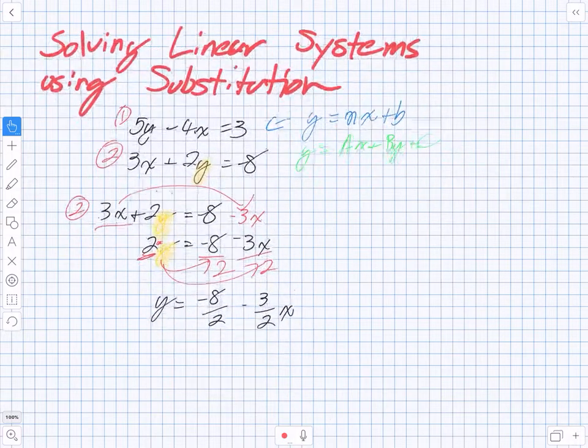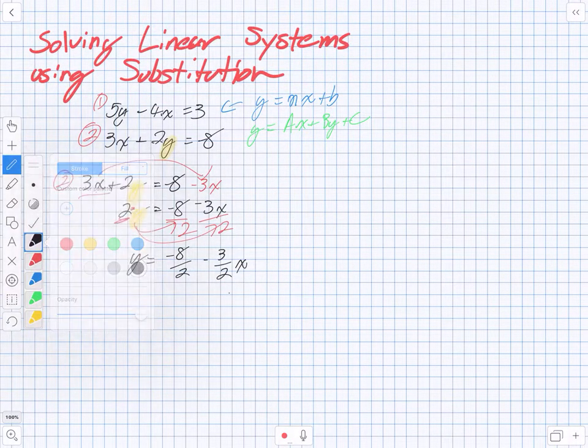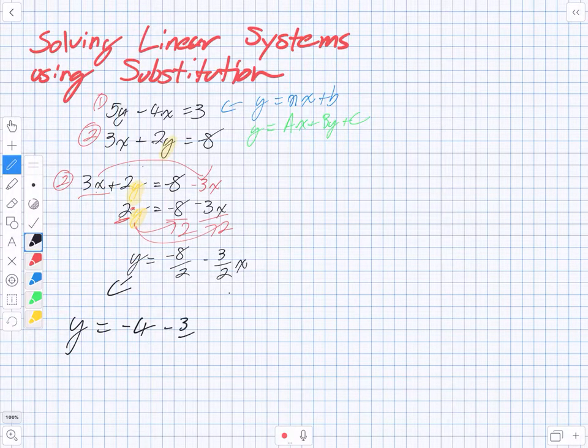Let's shrink this so we have a little more room. There you go. Okay, so now that we've done that, let's simplify this equation. Bring it over here. y is equal to negative 8 over 2, which is negative 4. And we can't really reduce this fraction, so it's going to stay as negative 3 over 2x. And I'm just going to rearrange it: y equals negative 3 over 2x minus 4. I just changed the order of them.